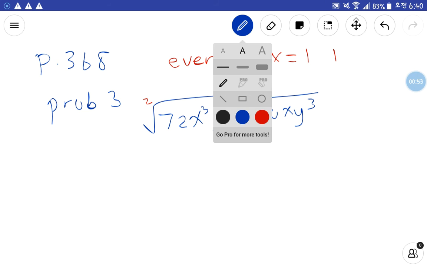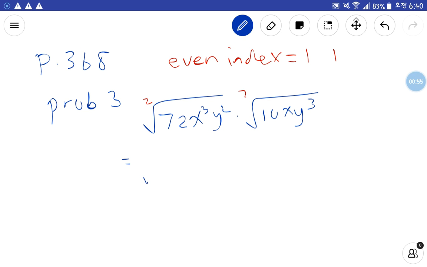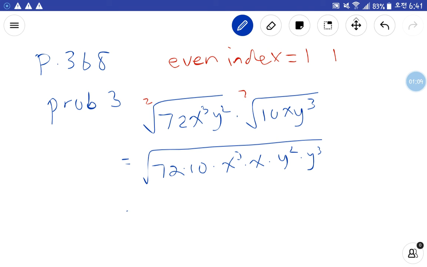Now what? Since we have the same index, I can multiply them all together. 72 times 10. And I have an x cubed here, and I have x. I have y squared, and I have y cubed. Alright? Now what? 72 times 10 is 720. I have x to the 4th power, y to the 5th power. So I'm going to put them all together.